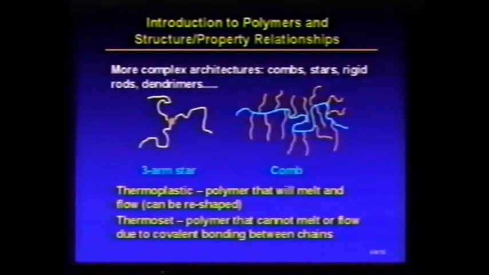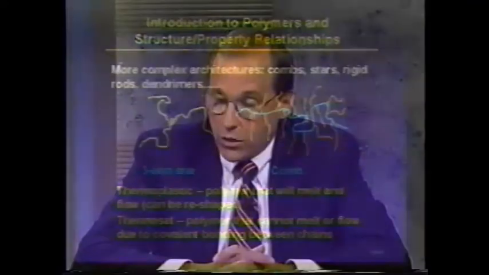Two other very basic definitions before we go on. A thermoplastic is a polymer that can be reprocessed many, many times. It will melt and flow and can be reshaped. Polyethylene, as in the example of our gallon milk jug, is a good example. A thermoset is a polymer that cannot melt or flow due to covalent bonding between chains, and a good example of that is our rubber band.